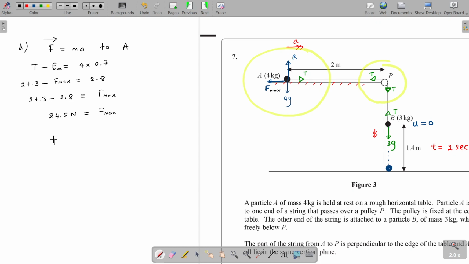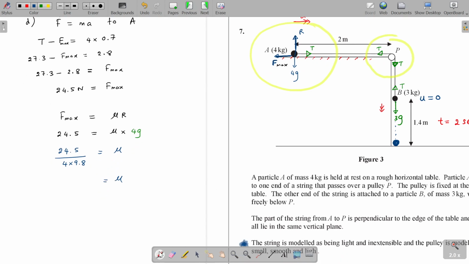Now, for F max, we use the equation: F max is equal to mu R. So F max is 24.5. Mu is what we are trying to find. Normal reaction will be equal to what in this case? Normal reaction is equal to 4g. So get the mu value. So mu equals 24.5 divided by 4 times 9.8. You had used g as 9.8, not 9.81. Okay, how much is it?